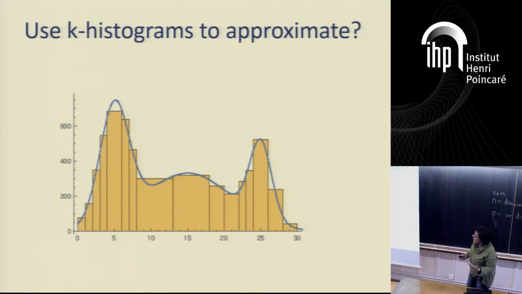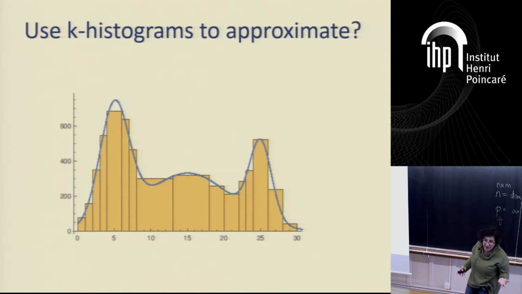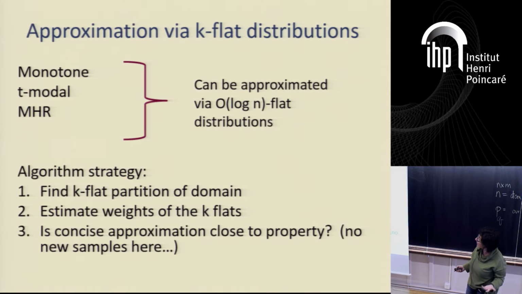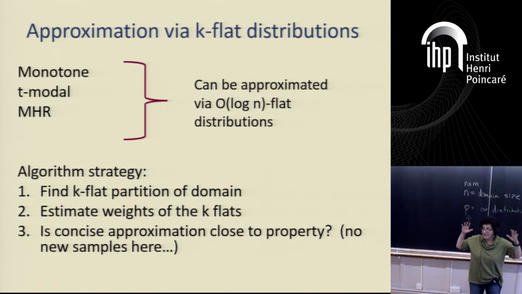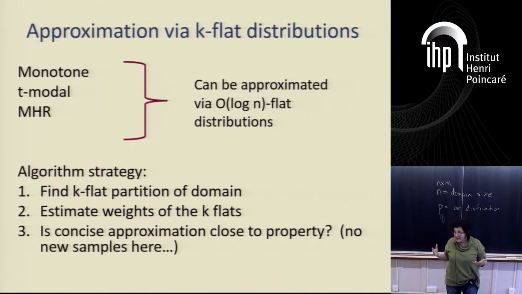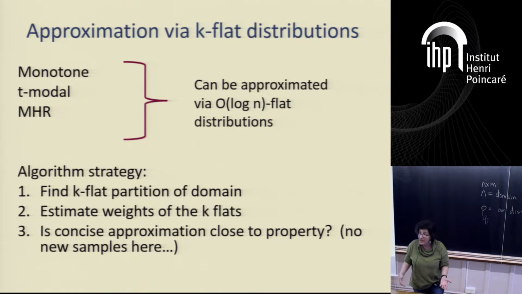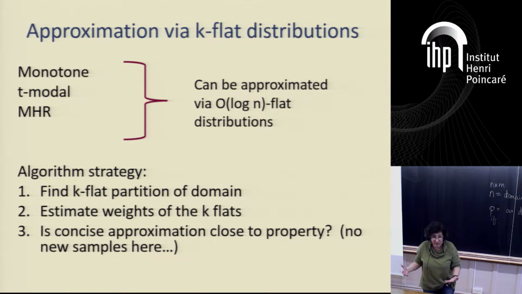What we're going to talk about is how to use k-histograms to approximate other families of distributions. Why do we want to do this? Well, it turns out that monotone distributions, t-modal distributions, monotone hazard rate distributions, and many other kinds of families are very well approximated by log n flat distributions. So there's some family of distributions we want to test. Before we know anything about how to test that new family, one thing we might want to do is figure out how well it's approximated by k-flat distributions for some small k, and maybe we could use that in our testing algorithm.